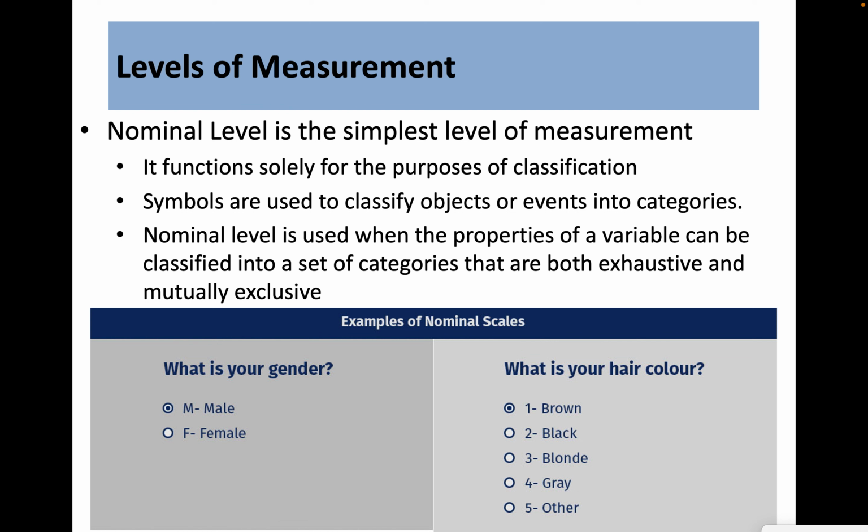What is your hair color? They're just assigning numbers to brown, black, blonde, gray, other. Okay, what other color could you have? Red, I guess. They missed red.